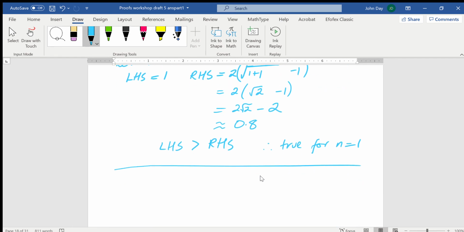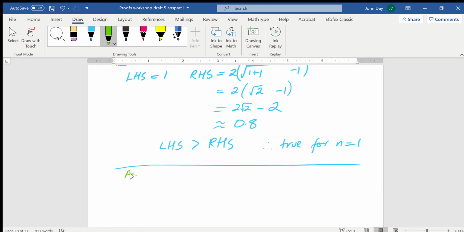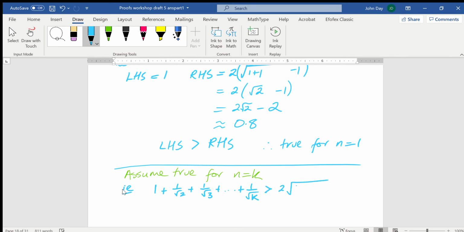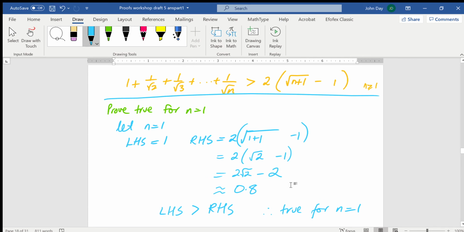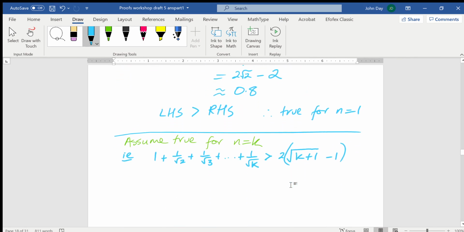Now we're going to do the assumption for n equals k. So we assume true for n equals k. Okay, so i.e. we're going, 1 plus 1 on root 2 plus 1 on root 3 plus all the way up to 1 on root k is actually bigger than 2 root of k plus 1 minus 1 in brackets, and just be careful that doesn't go all the way across, it just goes on there. So just check above there, 2 root n plus 1 minus 1, yeah. So we're assuming that that is the case.